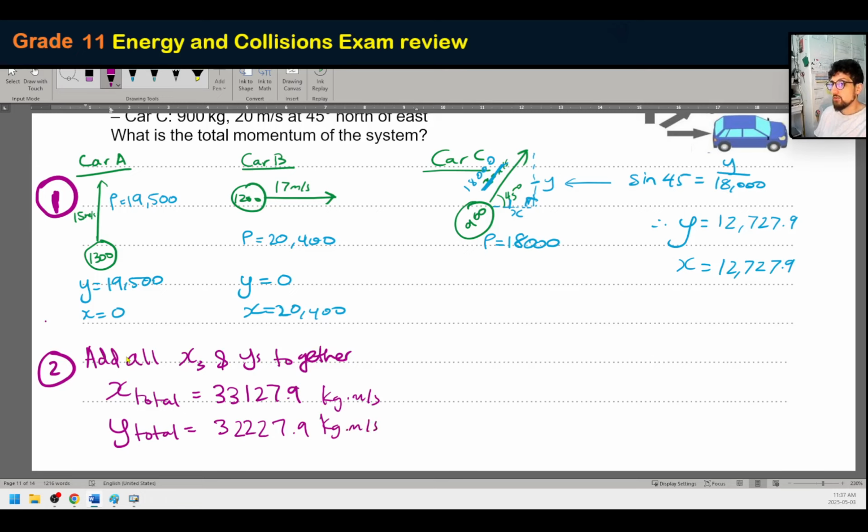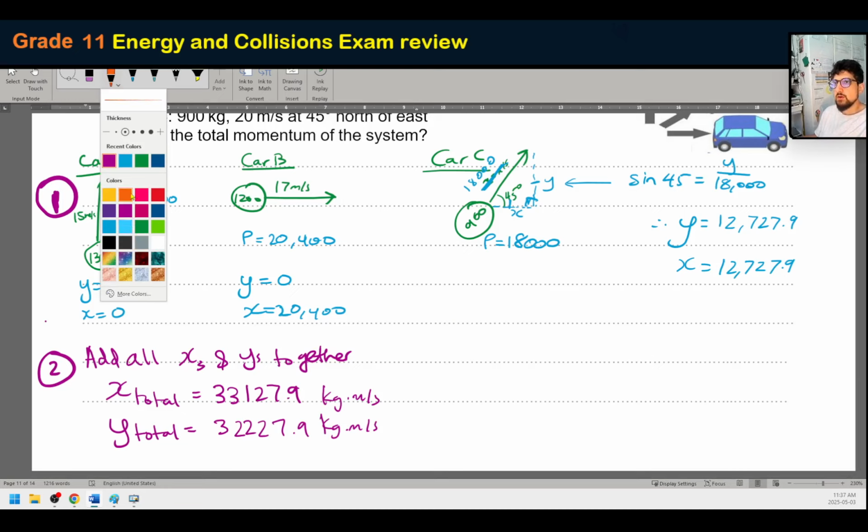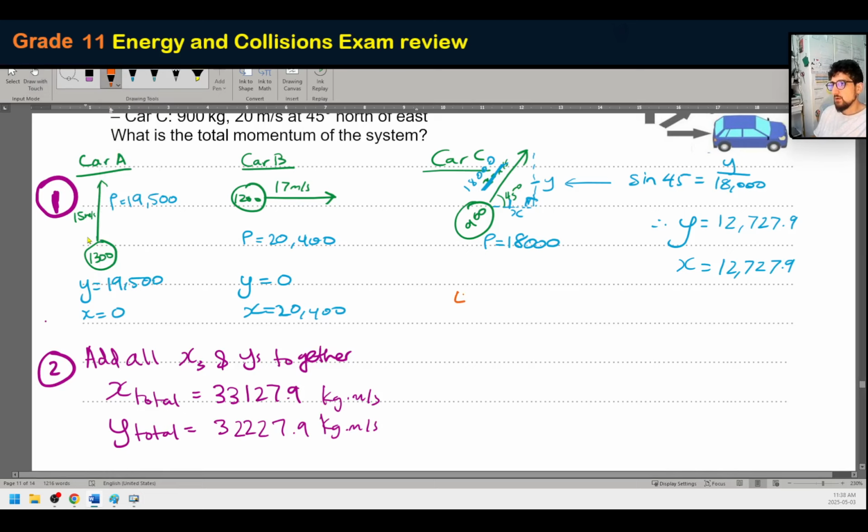We're nearly there. We've got a third step now, and I'm going to use a different color because I can. I'm going to use orange. I haven't used orange in a while. So what I need to do now is draw the triangle. Not bad. We'll go with that. So I've got the two vectors now, 32,227.9 and 33,127.9. And I need to work out the resultant vector, which is the total momentum of the system.